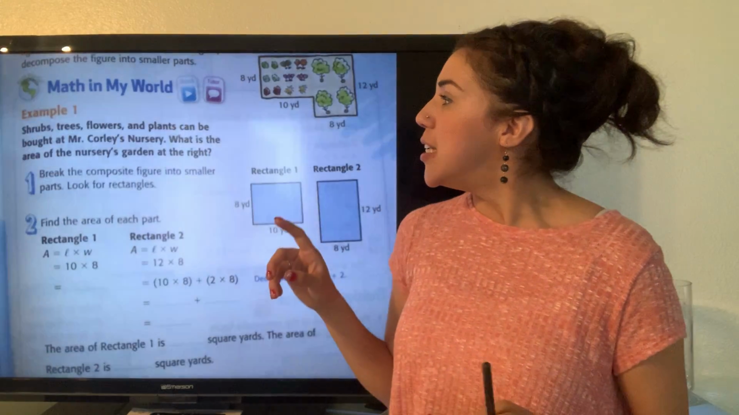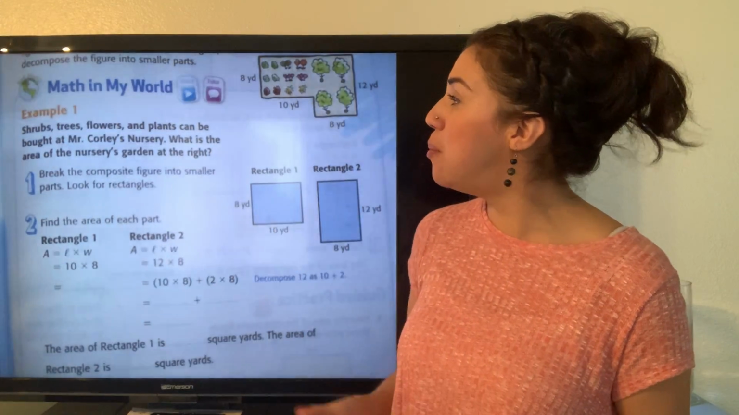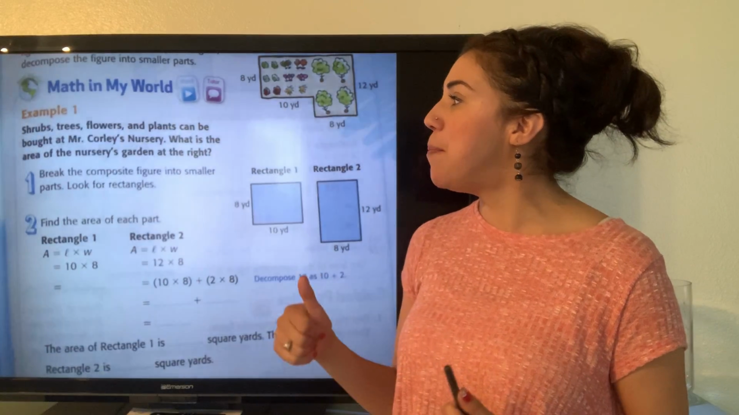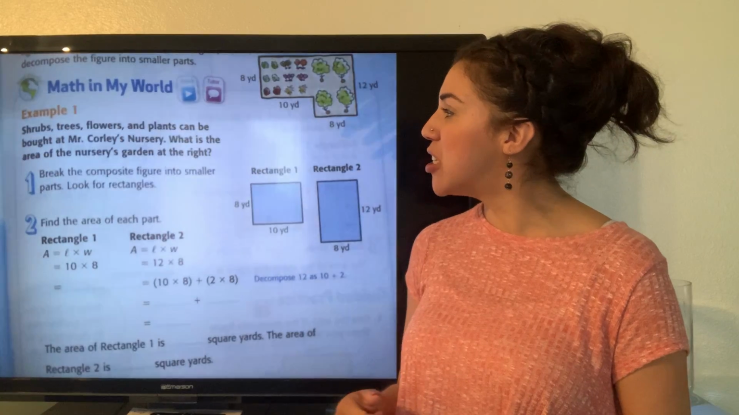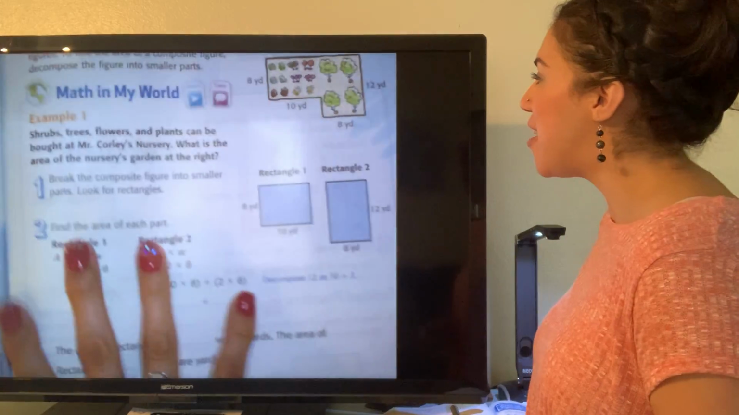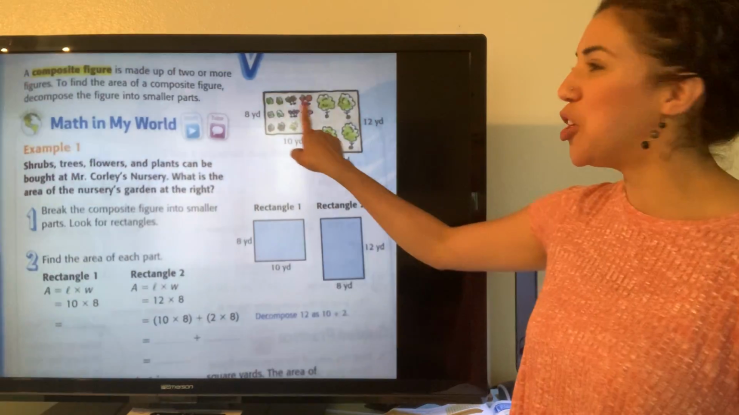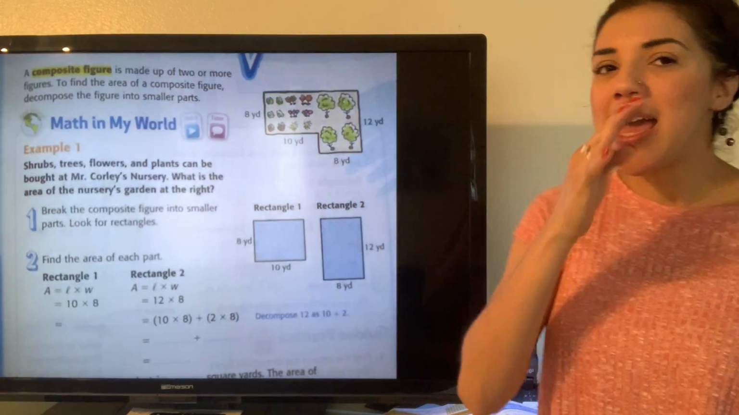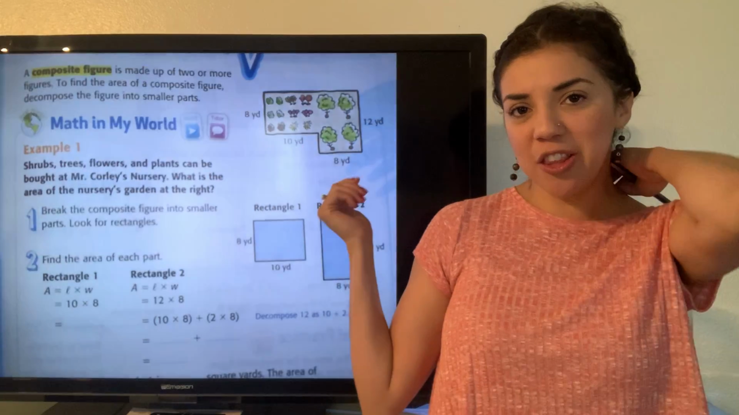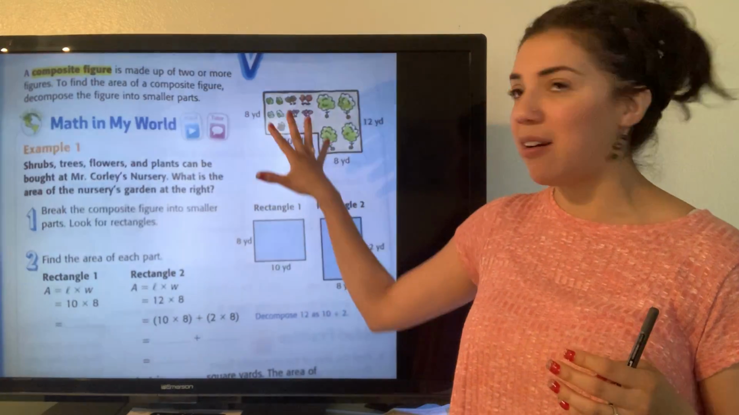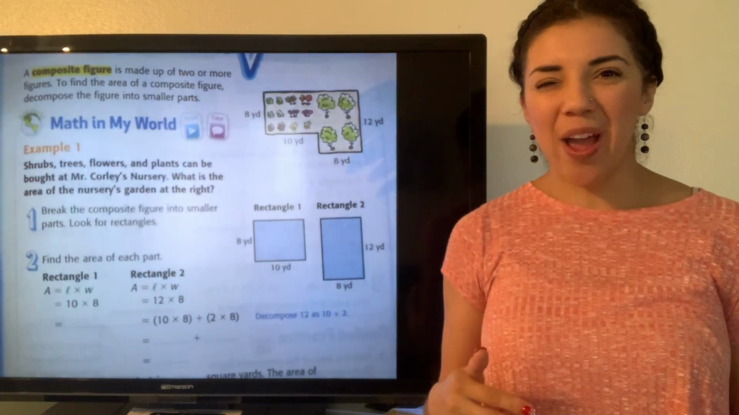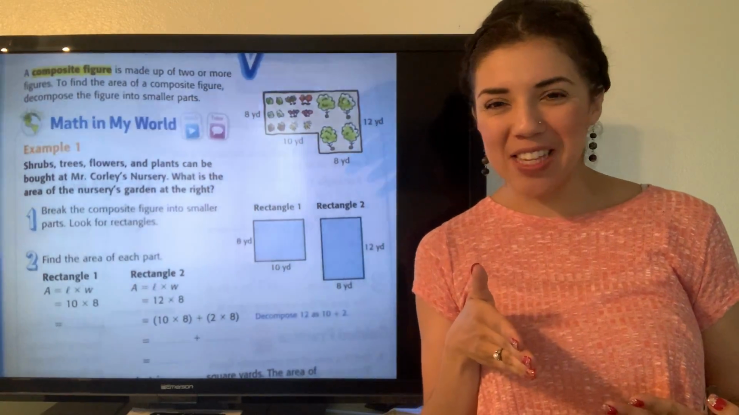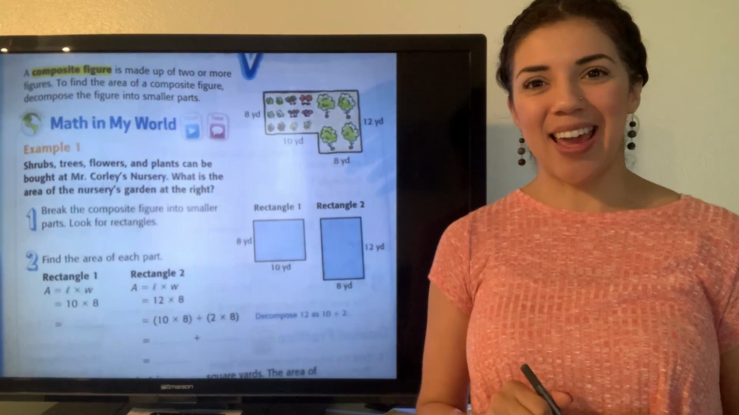So let's see example one, Math in My World. Example one says shrubs, trees, flowers, and plants can be bought at Mr. Corley's nursery. What is the area of the nursery's garden at the right? Here they give you a picture of the nursery, okay? Now, I want you to look at that figure and see if you can find a way that we could split those shapes into nice shapes.